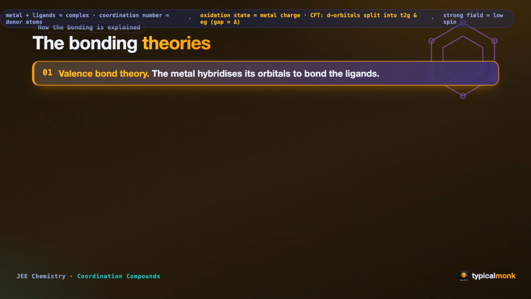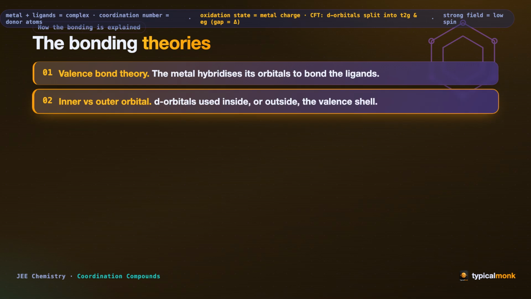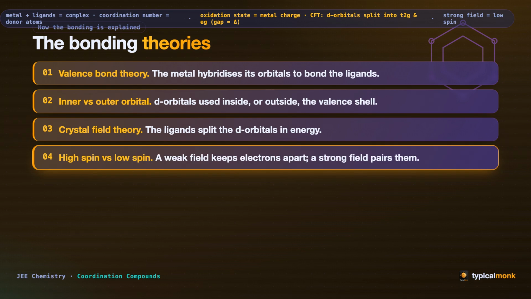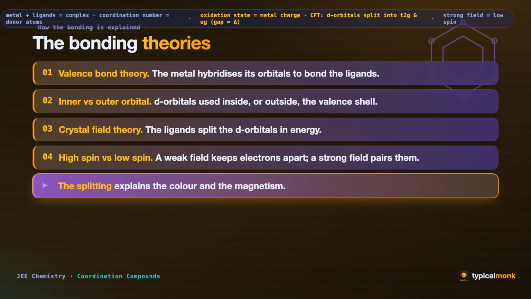Now, how the bonding is explained. Valence bond theory. The metal hybridizes its orbitals to bond the ligands. Inner against outer orbital. The d orbitals used inside or outside the valence shell. Crystal field theory. The ligands split the d orbitals in energy. High spin against low spin. A weak field keeps electrons apart, a strong field pairs them. The splitting explains the color and the magnetism.